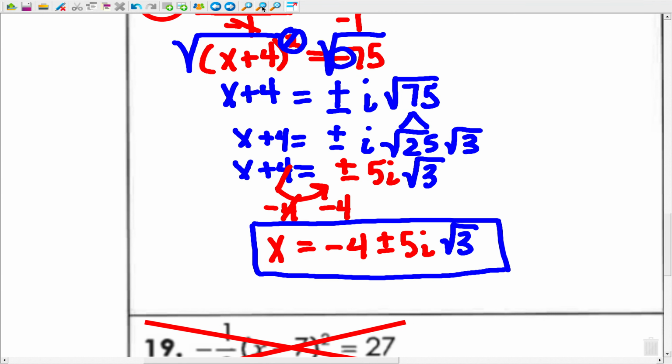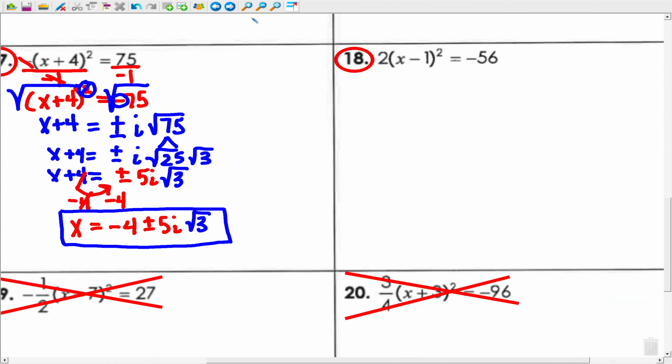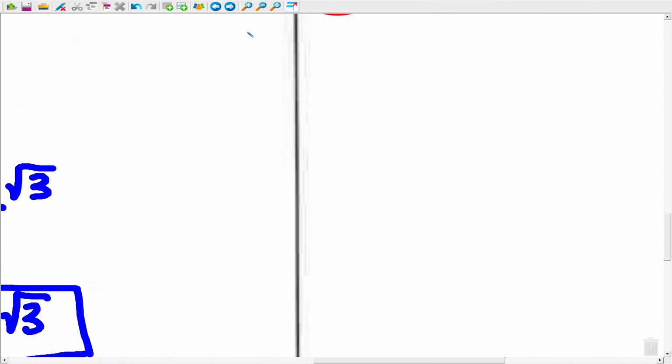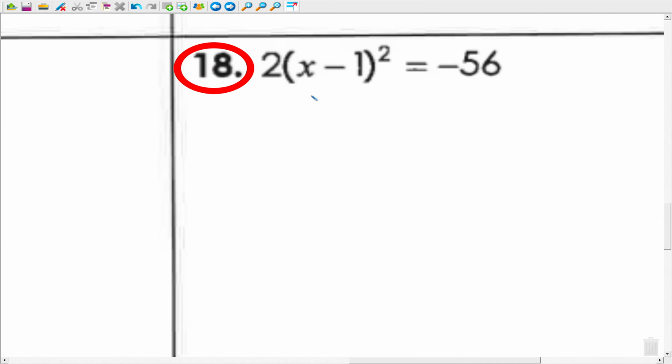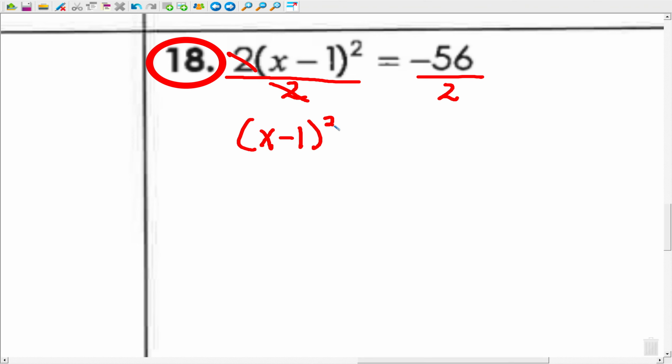And let's see, was there one more problem? Yes, number 18. Again, just like number 17, you have a number that's touching the parenthesis. When this happens, you want to get the parenthesis by itself by simply dividing. So I'm going to divide both sides by 2. Divide by 2 here, divide by 2 here, and now we cross out. You have your x minus 1 in parentheses. It's still squared, but this is going to be equal to -28 when I divide.